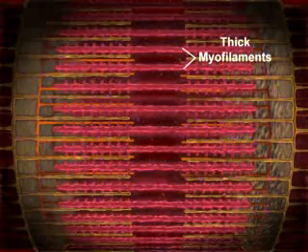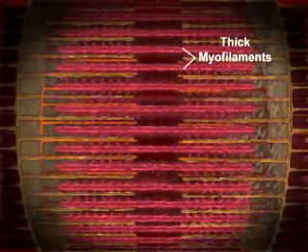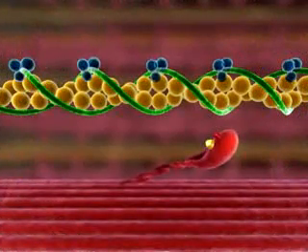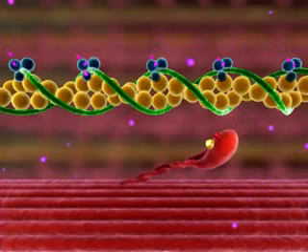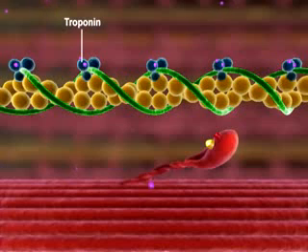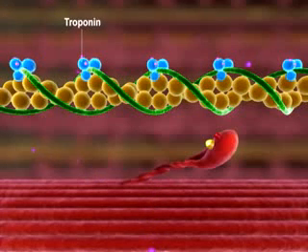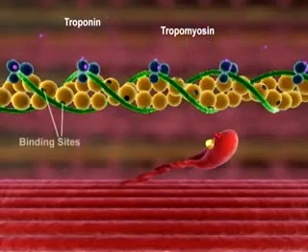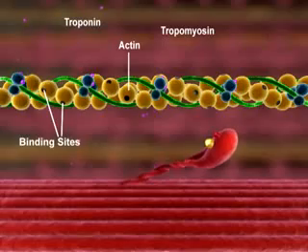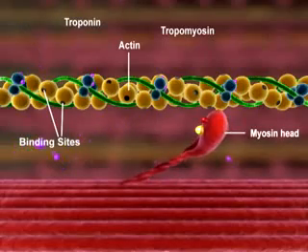A sarcomere shortens when myosin heads in thick myofilaments form cross bridges with actin molecules in thin myofilaments. The formation of a cross bridge is initiated when calcium ions, released from the sarcoplasmic reticulum, bind to troponin. This binding causes troponin to change shape. Tropomyosin moves away from the myosin-binding sites on actin, allowing the myosin head to bind actin and form a cross-bridge.